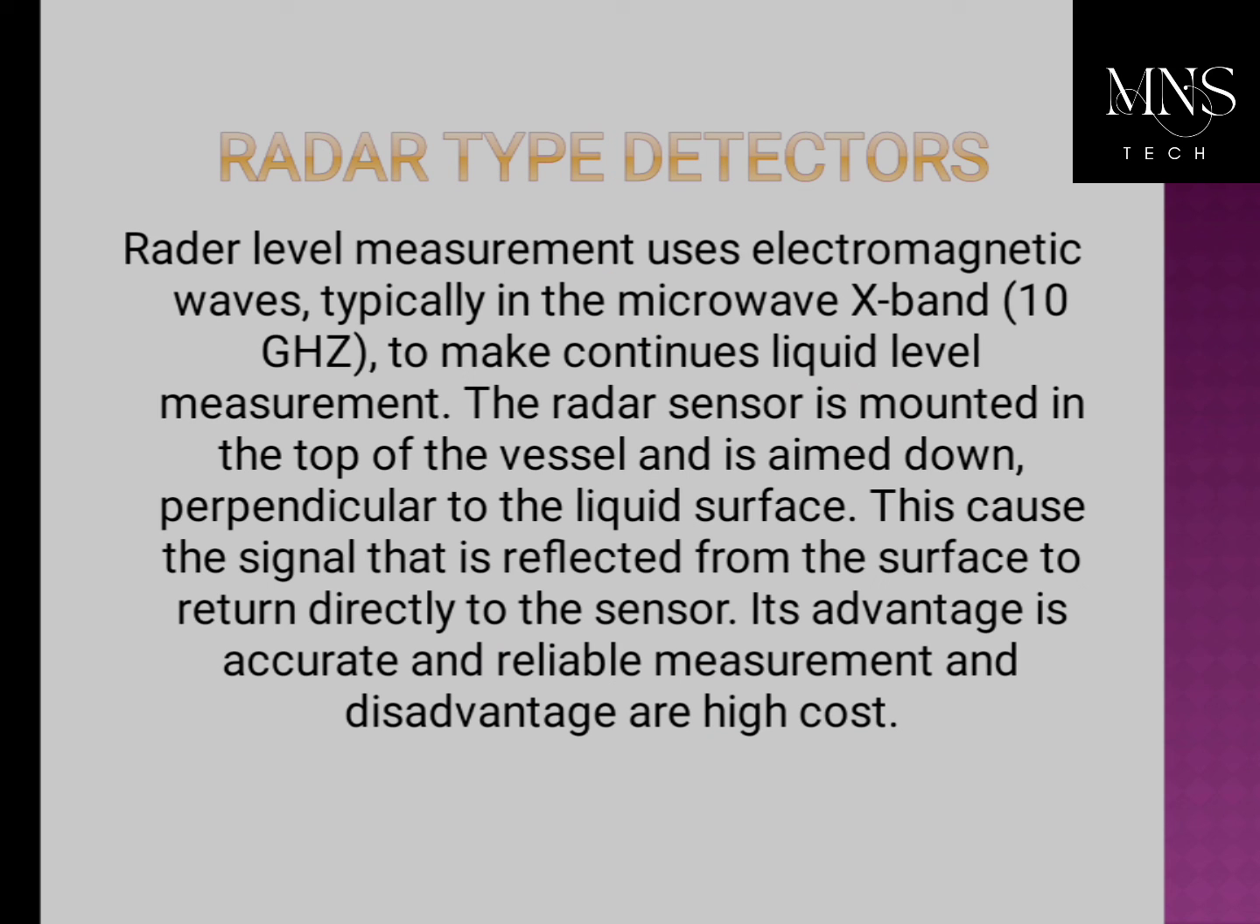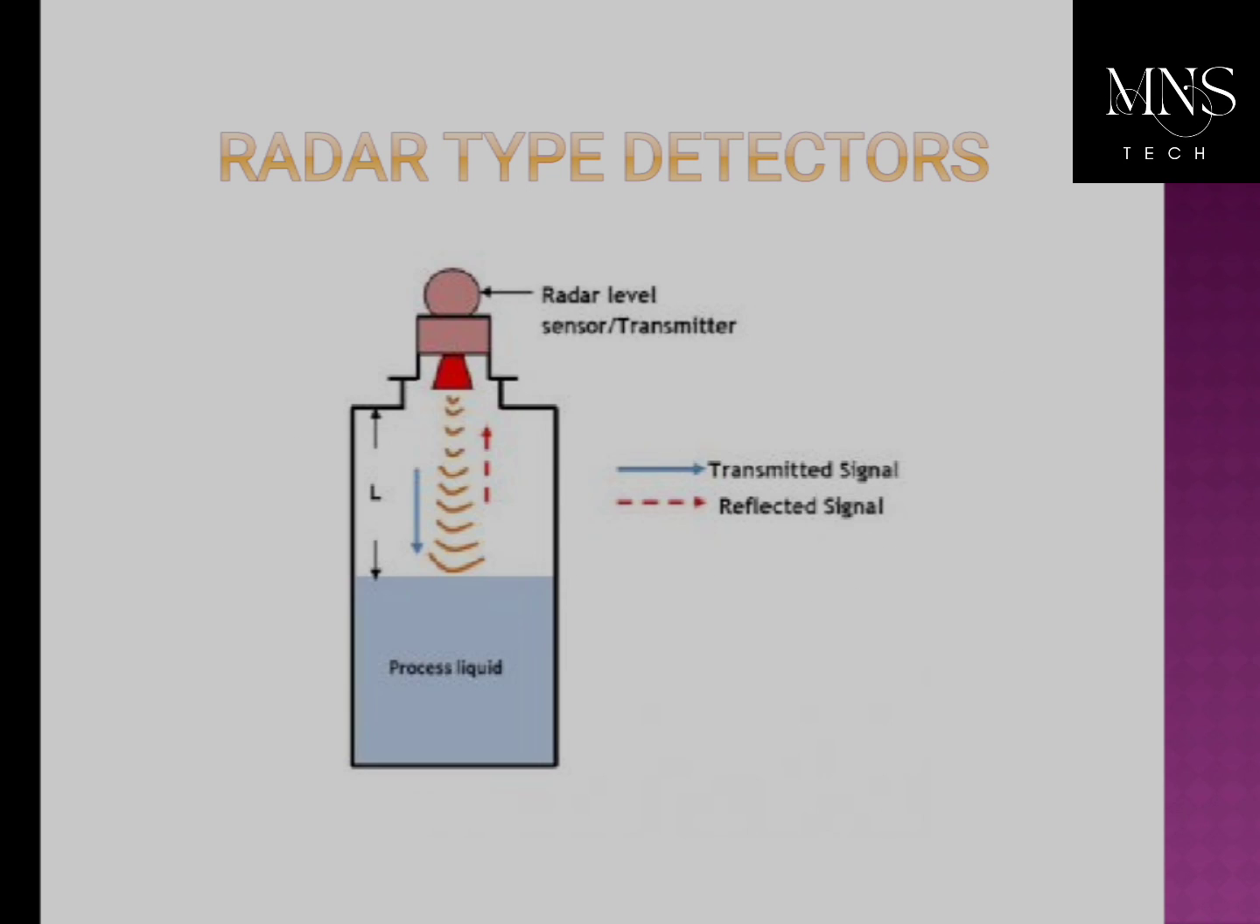Radar type level detector. Radar level measurement uses electromagnetic waves, typically in the microwave X band, 10 GHz, to make continuous liquid level measurement. The radar sensor is mounted at the top of the vessel and is aimed down perpendicular to the liquid surface. This casts the signal that is reflected from the surface and returns directly to the sensor. Its advantage is accurate and reliable measurement, and its disadvantage is high cost. There is a picture of radar type level detector.